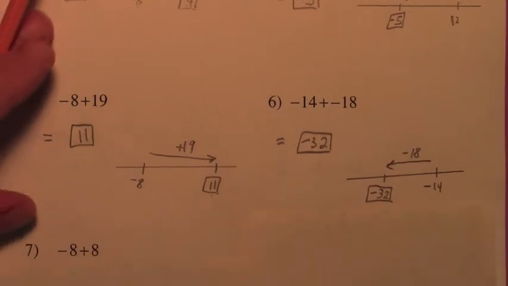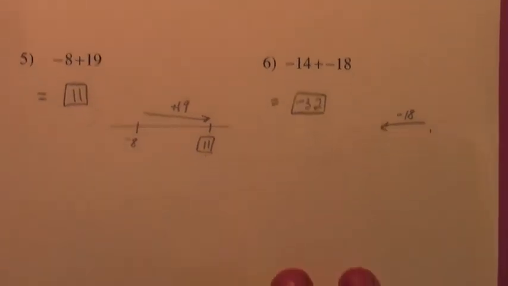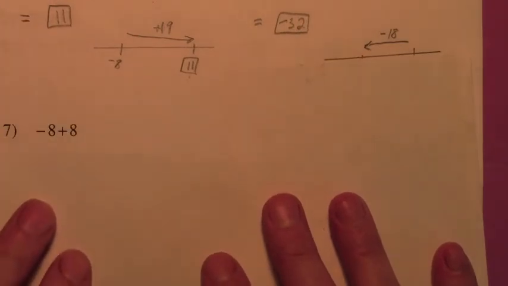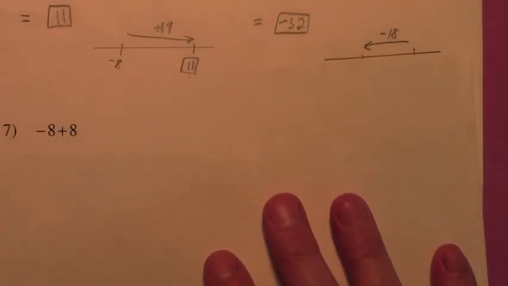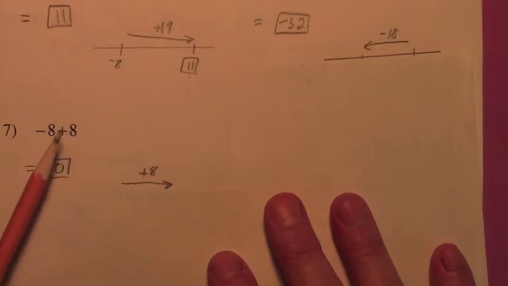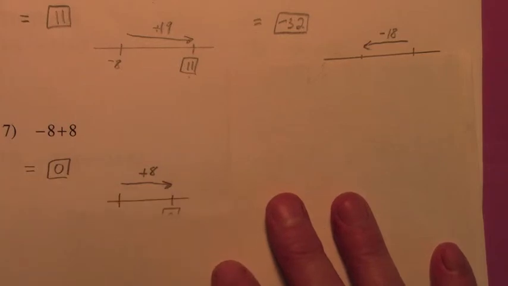How about this? What is -8 plus 8? That's 0, and you can think in terms of money. If you lose $8, then win $8, you're back to 0. You've broken even. Or with the number line idea, if you start at -8 and move 8 to the right, it puts you right on top of 0, doesn't it?